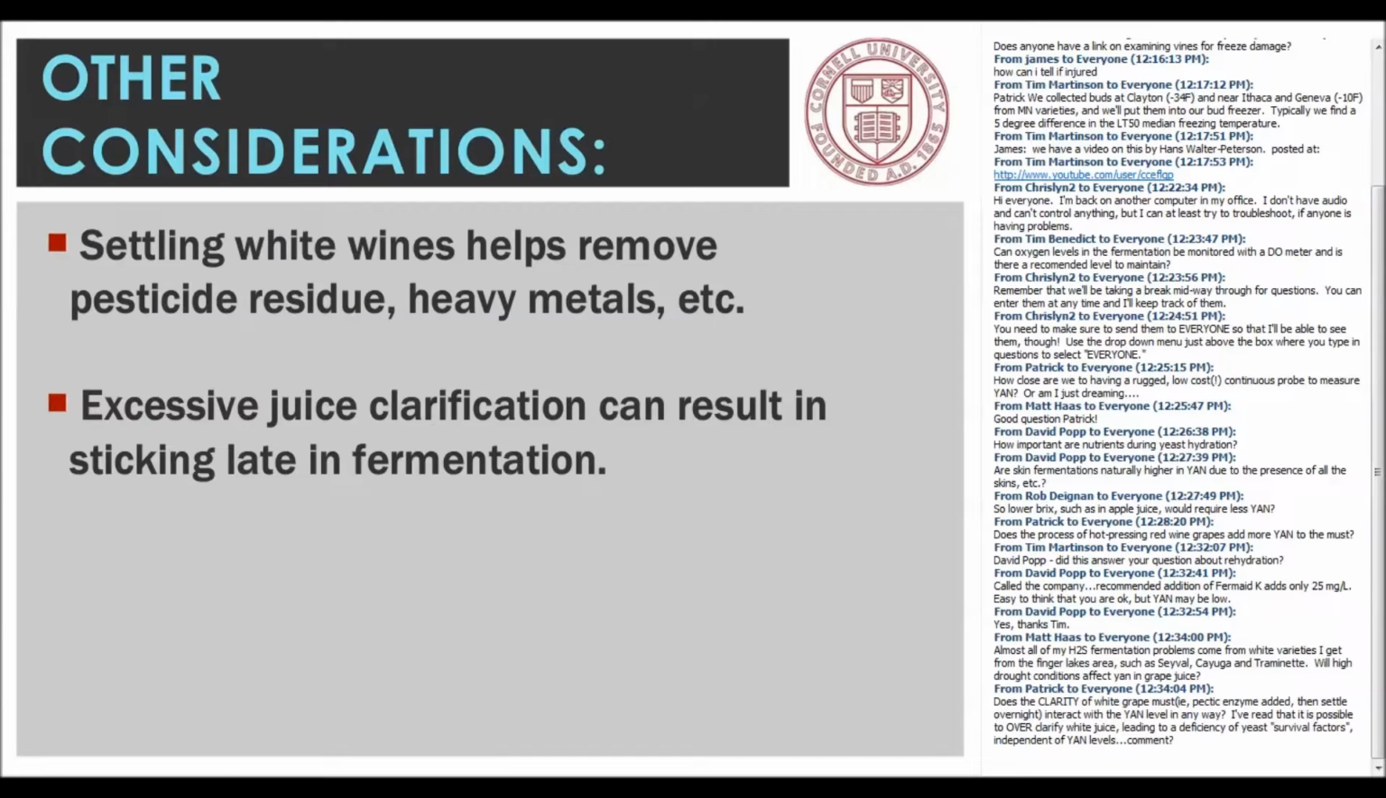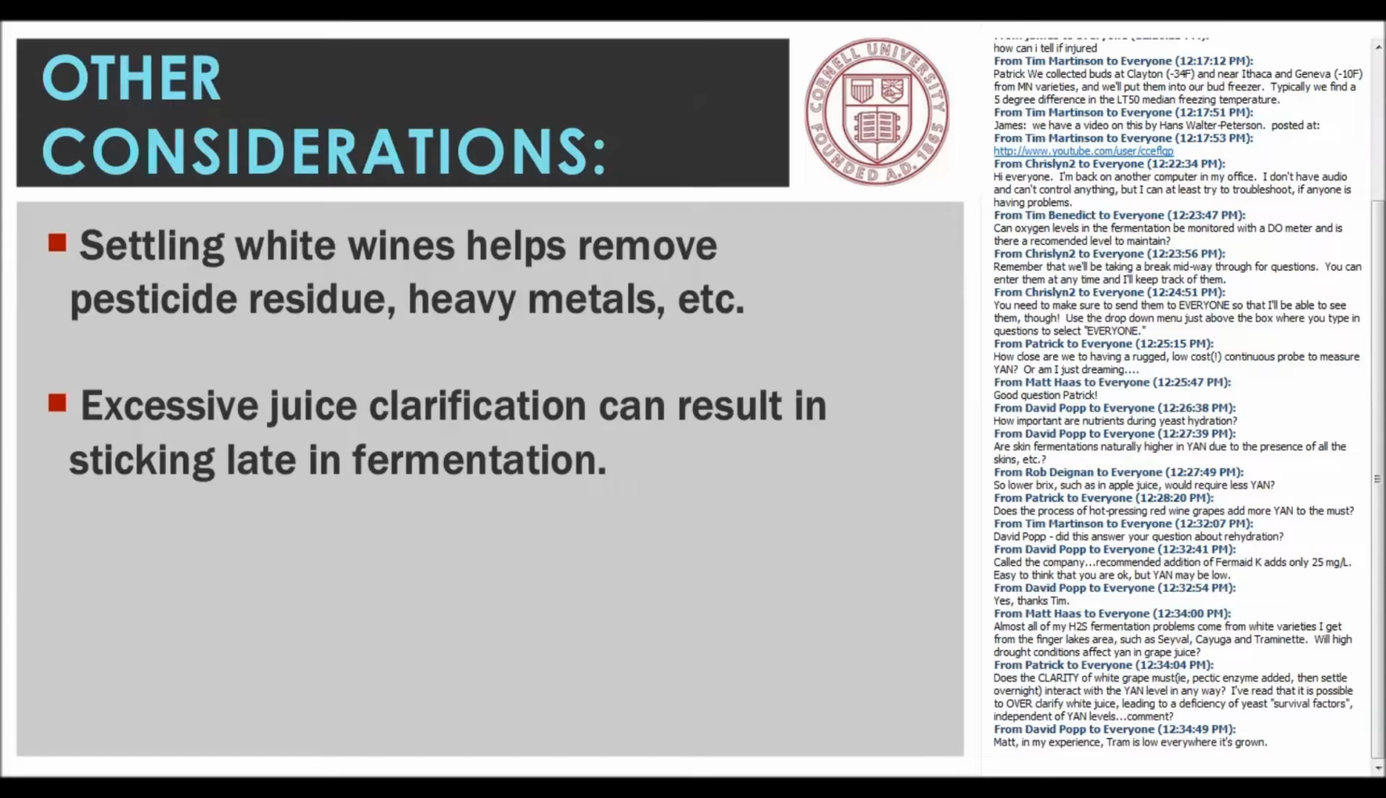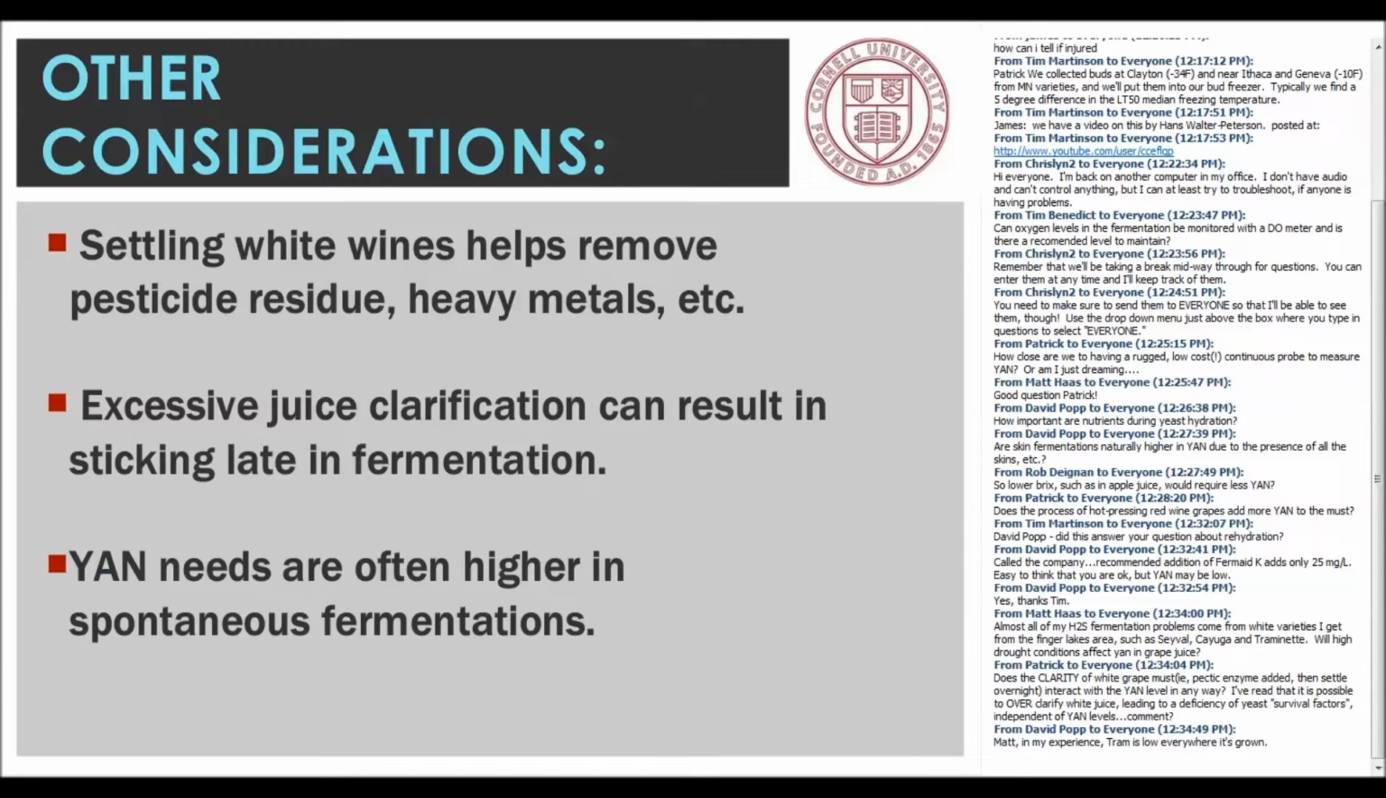If you excessively clarify your juice, if you centrifuge, for instance, I'm sure a lot of people don't really do that, but if you do, or filter, or add too much bentonite, you can remove some of the micronutrients, some of the vitamins and minerals that were in the juice, and it's hard to get those back even if you use a complex nutrient because you're not sure what you've taken out.